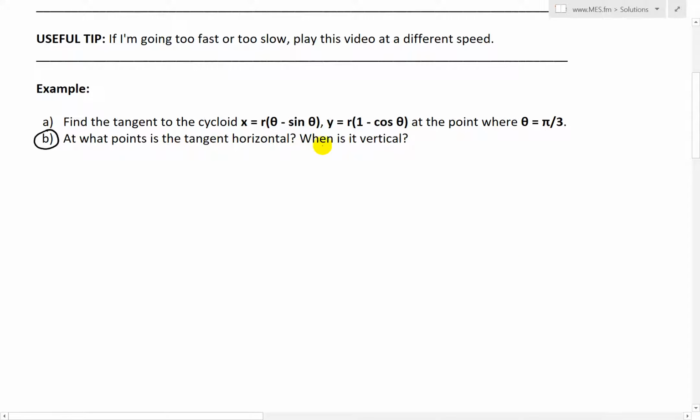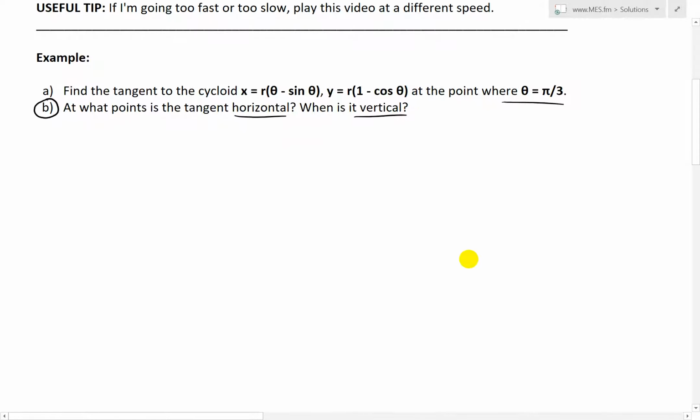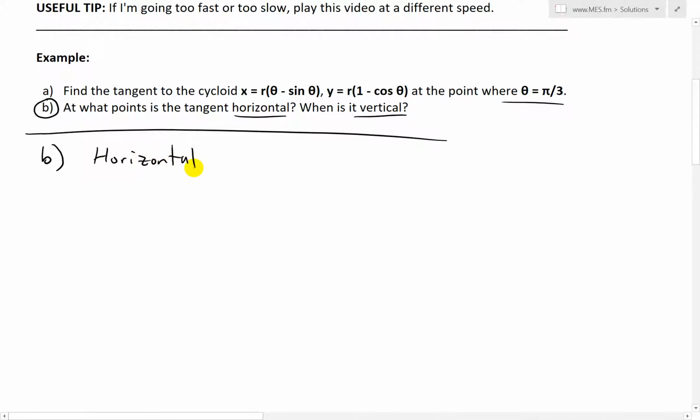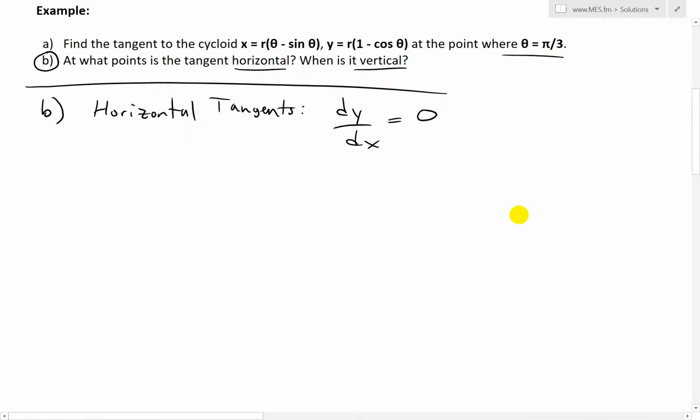In that one, I found the tangent to the cycloid at the point where theta equals pi over 3. But in this part, it asks at what points is the tangent horizontal and when is it vertical. So let's look at the first part here. For B, for horizontal tangents, we have when the tangent is flat. So a horizontal tangent is when we have a flat line. In other words, the derivative dy over dx is 0. So it's not increasing or decreasing. It's just a flat line.